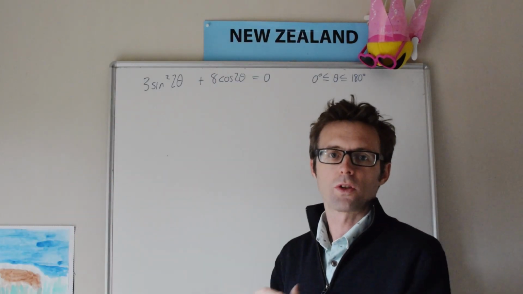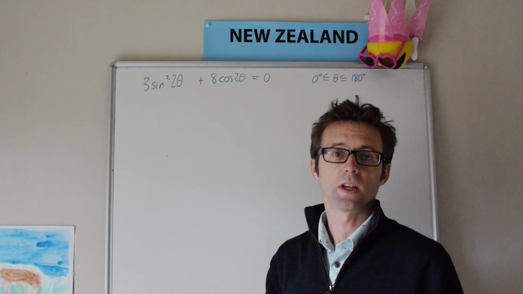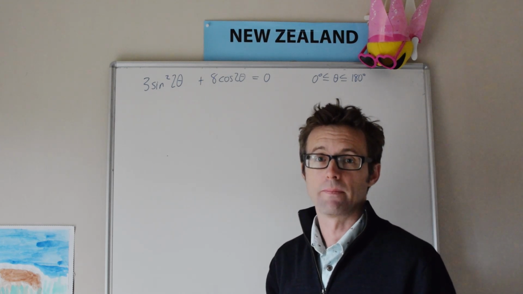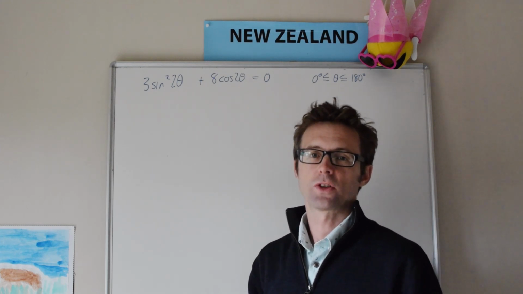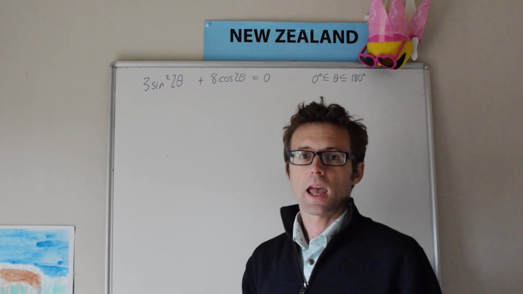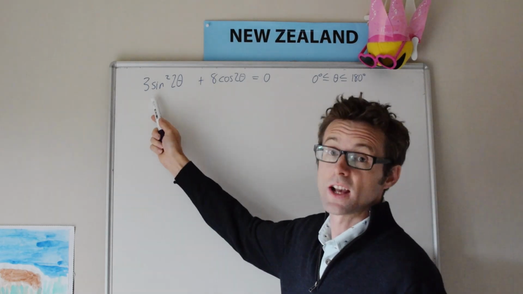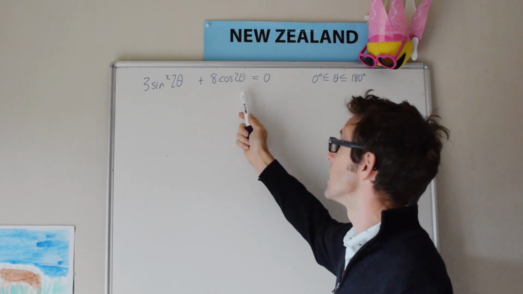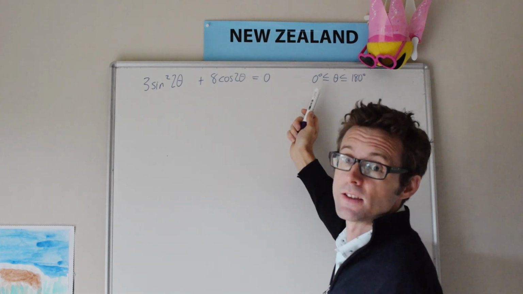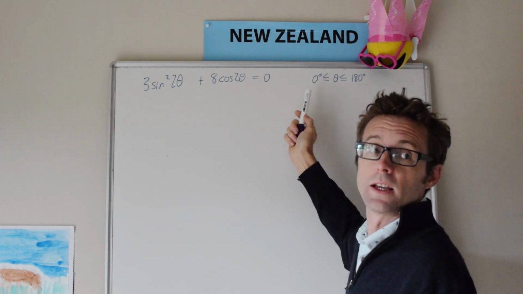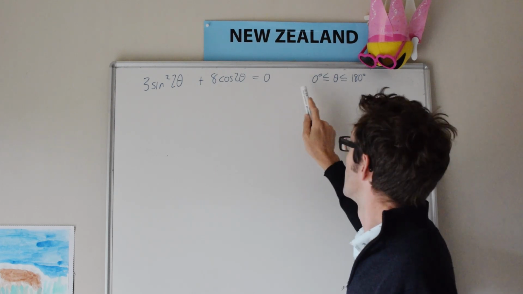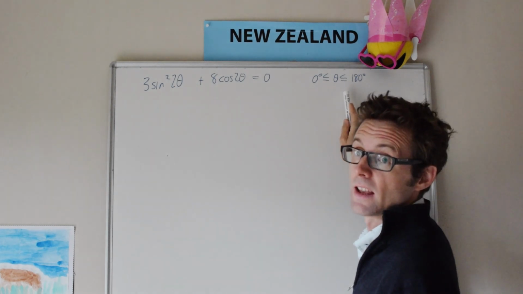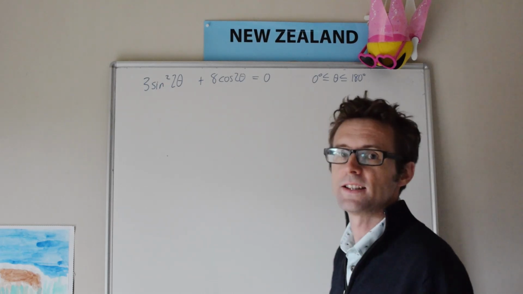A little bit of a walkthrough of some of the questions in your Pure Maths 1 exam. The first one is a trigonometry question, and we've got 3 sine squared 2 theta plus 8 cosine 2 theta equals 0, and we're trying to find the solutions to this between 0 is less than or equal to theta and is less than or equal to 180.